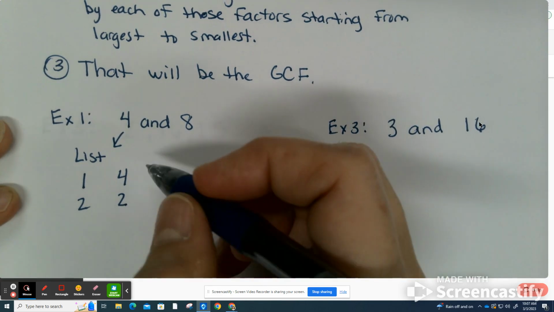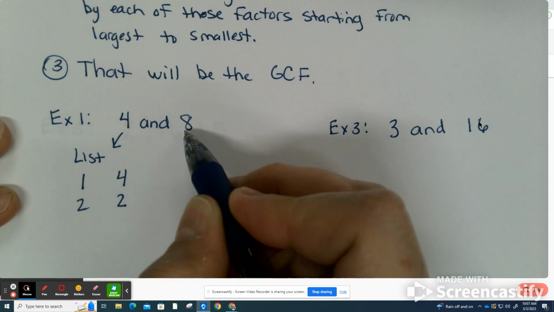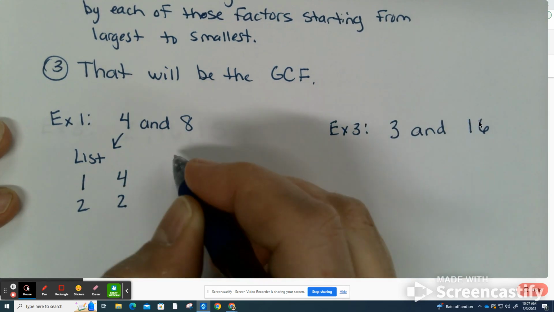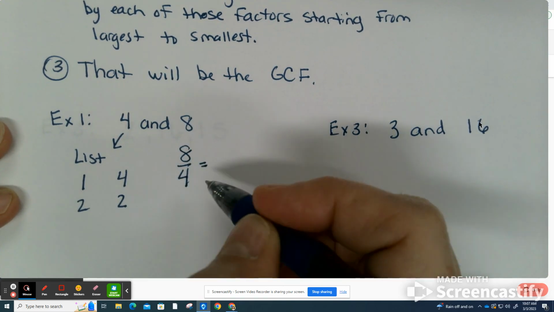All right, so now I'm going to divide this 8, starting with the largest of my factors. So 8 divided by 4. Is 8 divisible by 4? Yes, it is. So that is your GCF.